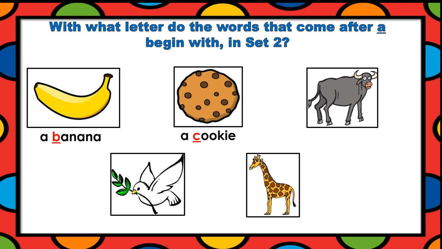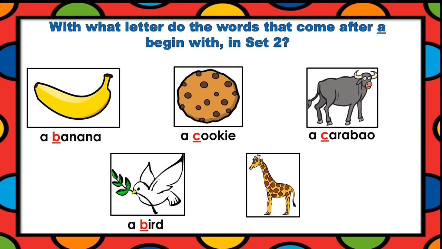A cookie. The word that comes after a is cookie. Cookie starts with the letter C, which is a consonant. A carabao. The word that comes after a is carabao. Carabao starts with the letter C, which is a consonant.